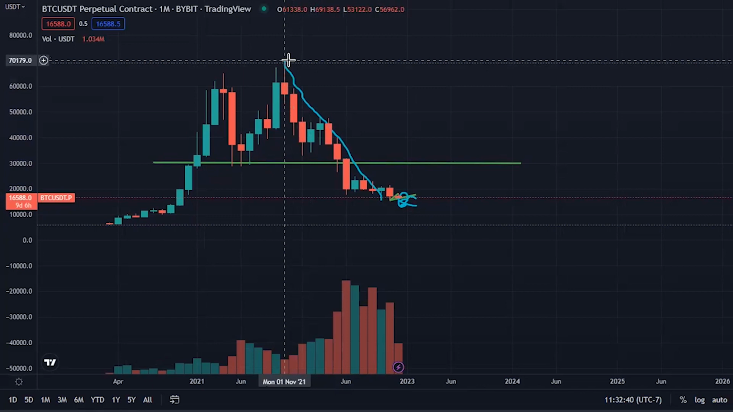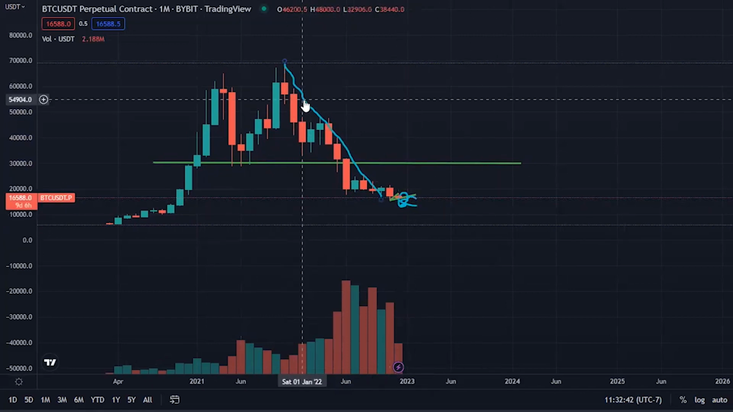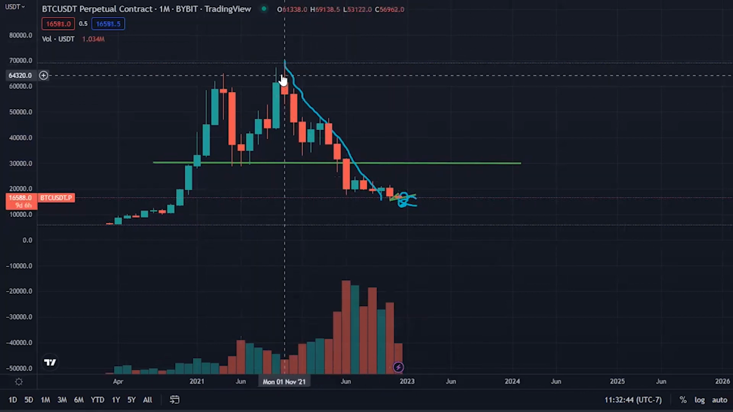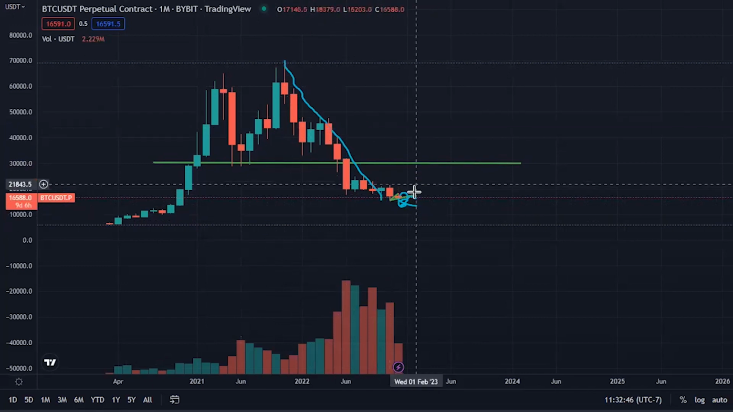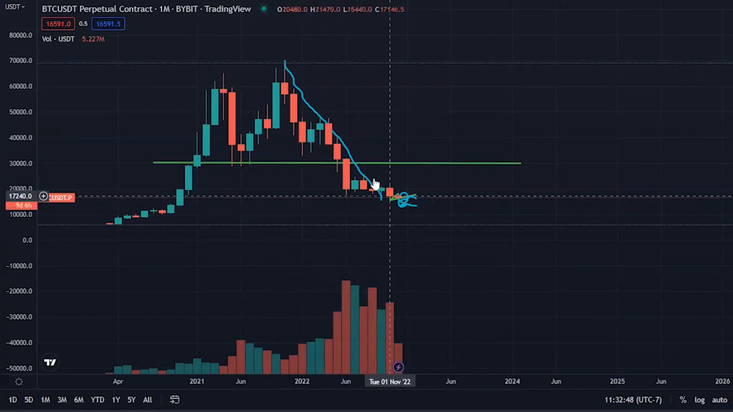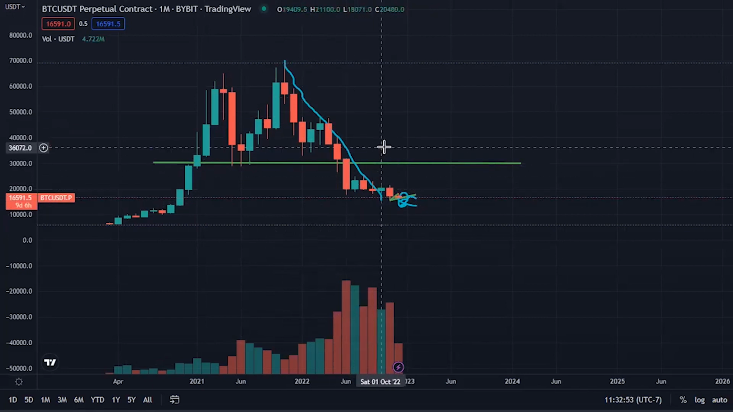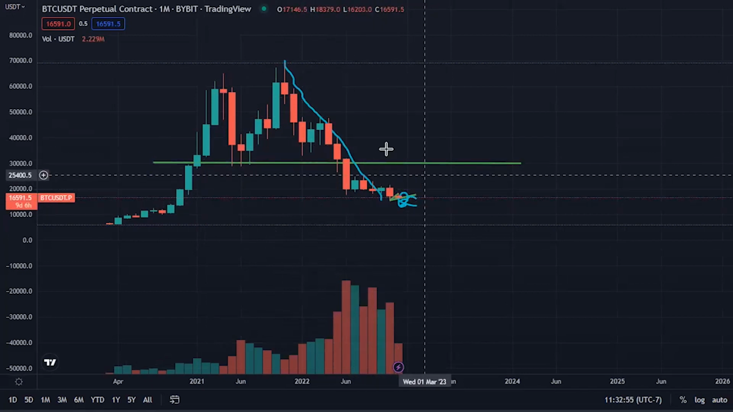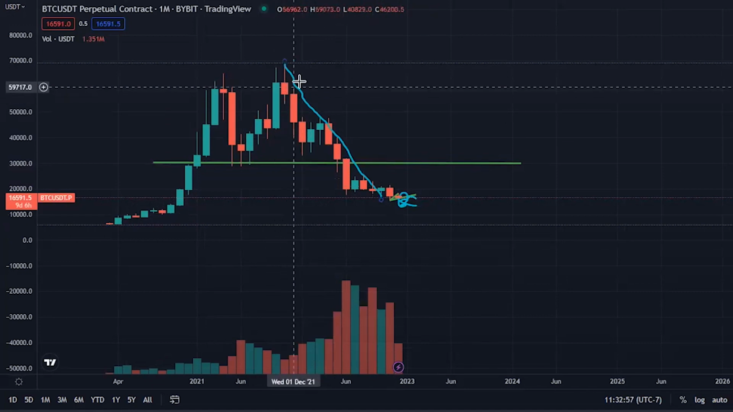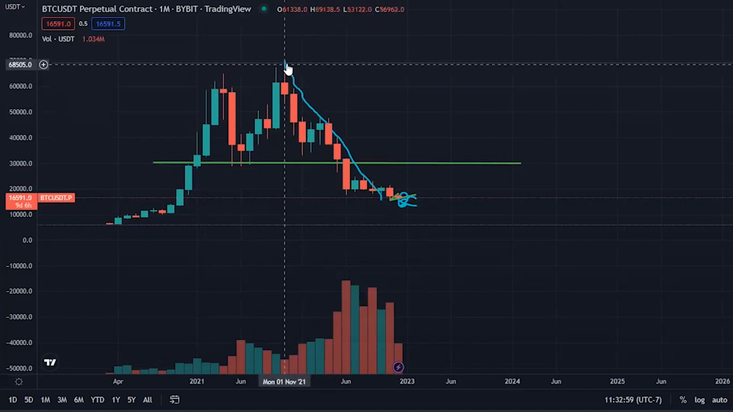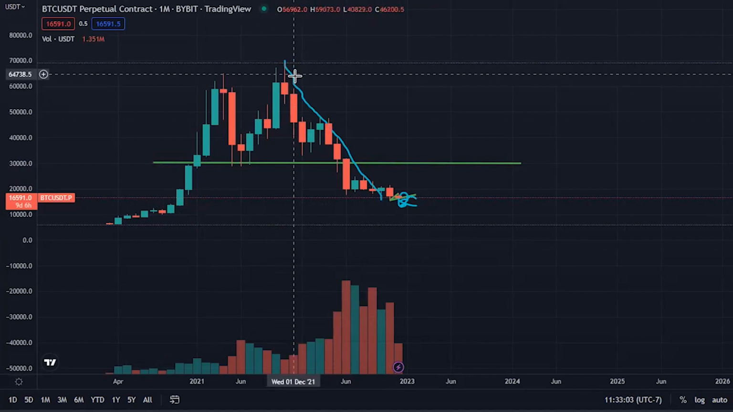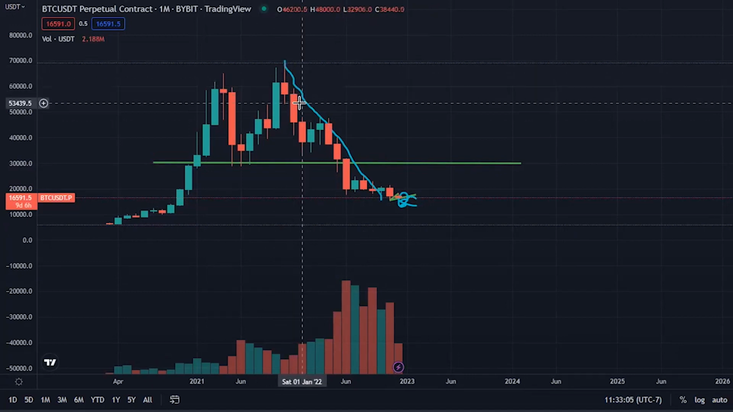So from 69,000 to where it is now, that is like a major drop, right? And it's been going down like this for a long time. So this is obviously a downtrend. That's one way to figure it out. Another way to figure out the downtrend is basically to see the price forming lower highs.